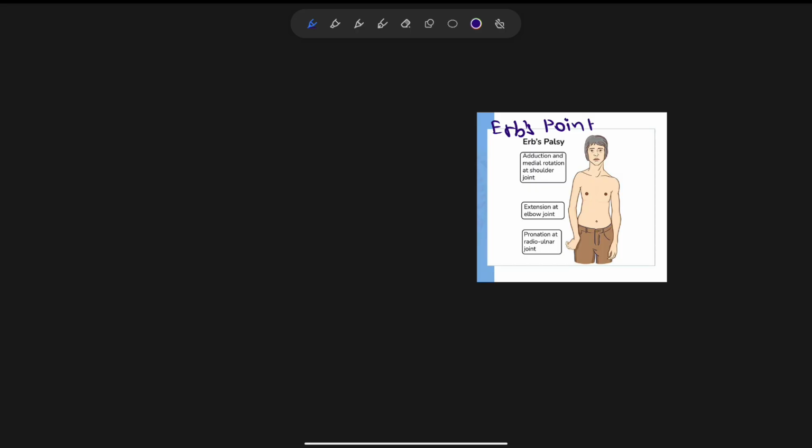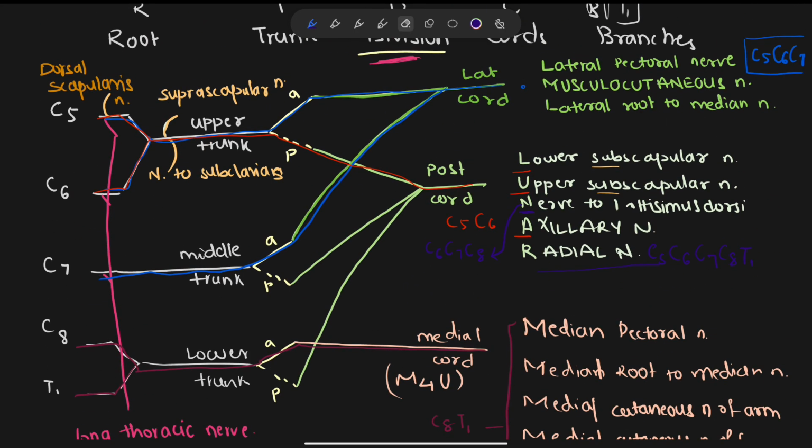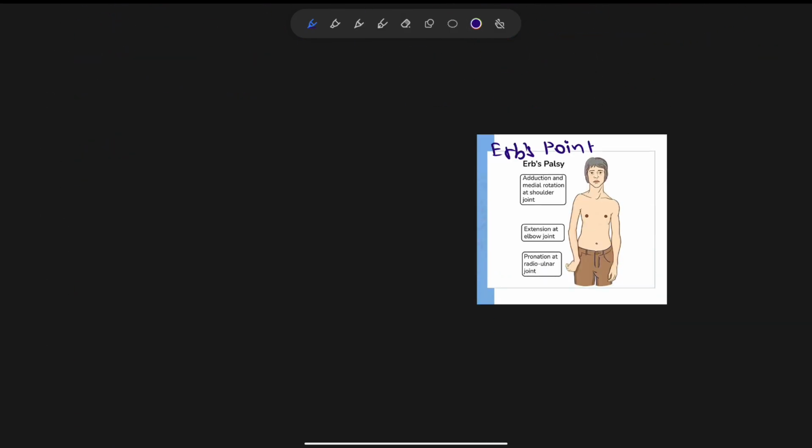What is Erb's point? This is this point. Okay, this point is Erb's point. Here 6 nerves are getting 1, 2, 3, 4, 5, and 6. Let's do it clearly. I'll make a separate diagram.